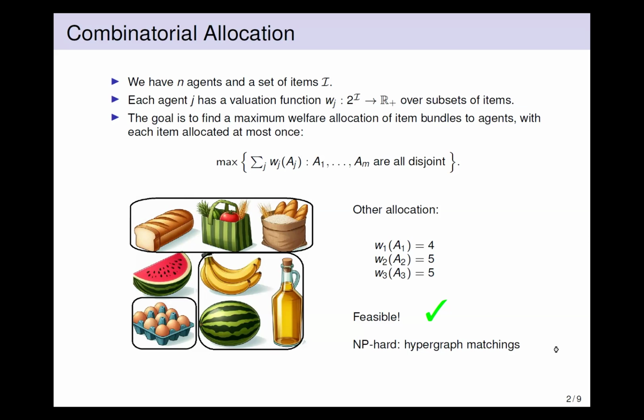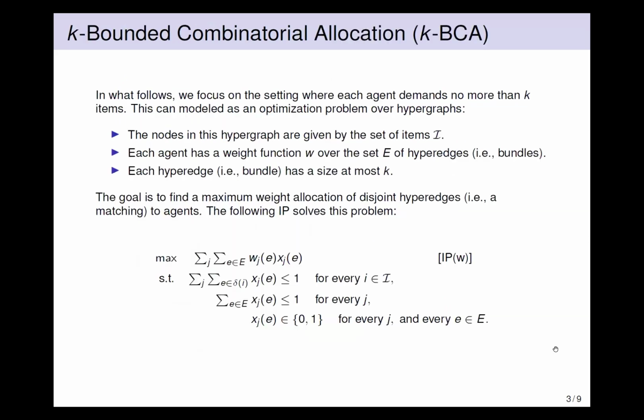Now, as Andres said, for the rest of the talk I will focus on the setting in which agents demand bundles of size at most k. This is where they put all the value. Essentially, they only care about selecting k items and not more. So how do we model this setting? I will model this as an optimization problem over hypergraphs. The nodes in my hypergraph are given by the set of items. Then each agent has a weight function over the set of hyperedges. Imagine that every hyperedge is now a possible bundle, and they have size at most k.